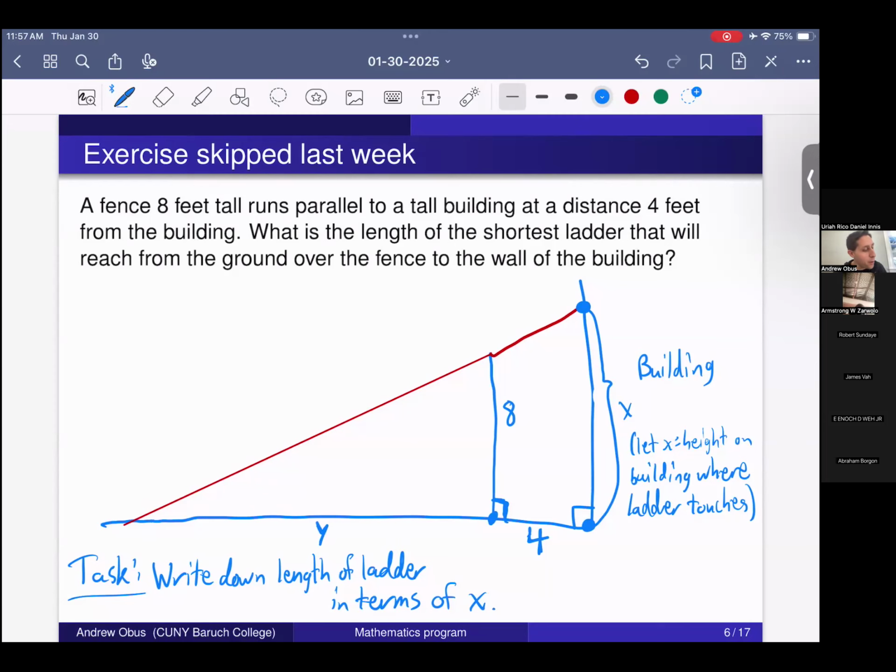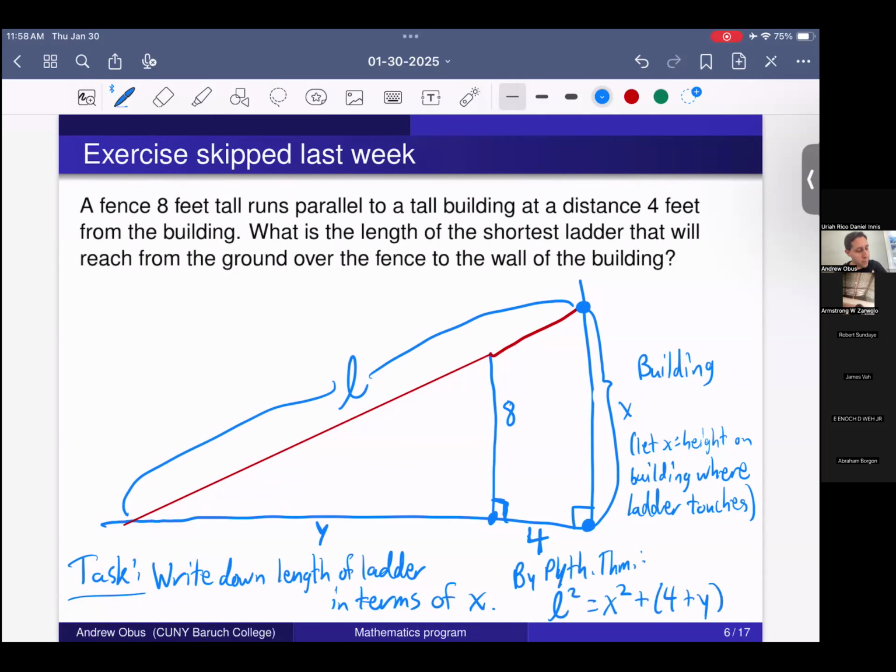Right? So let me call the length of the ladder L. The length of the ladder is L. So by the Pythagorean theorem, we have that L squared is equal to x squared plus 4 plus y squared. Right? That's fine. And so in particular, L is going to be the square root of x squared plus 4 plus y squared. Okay, so that's an expression for L.